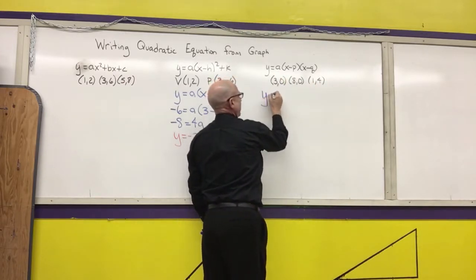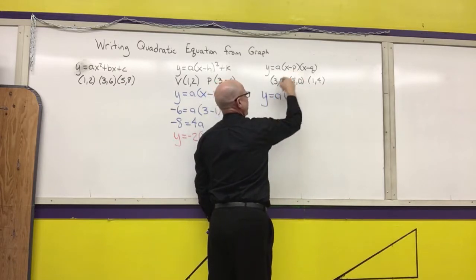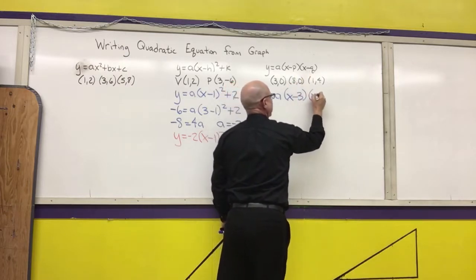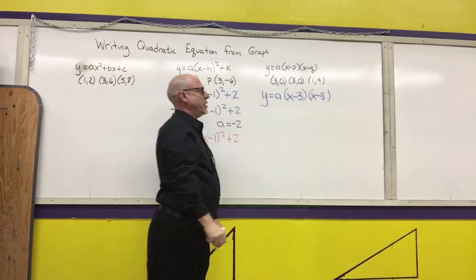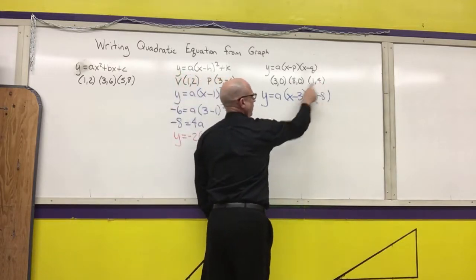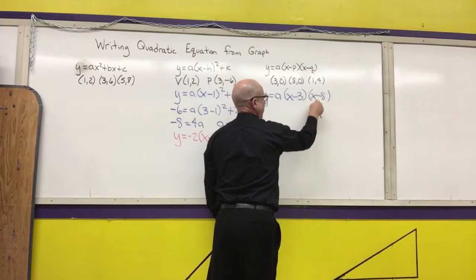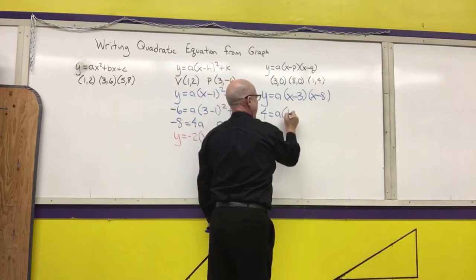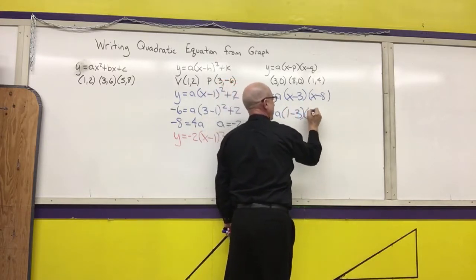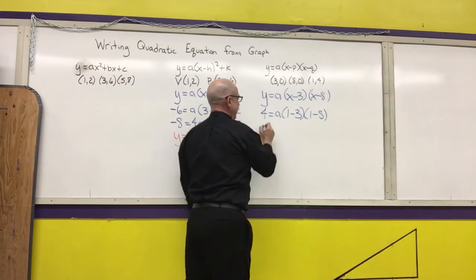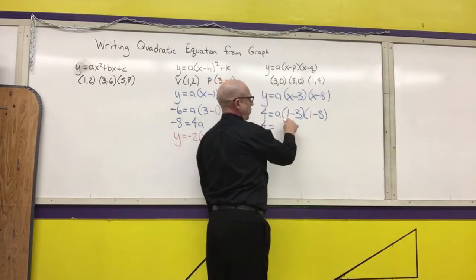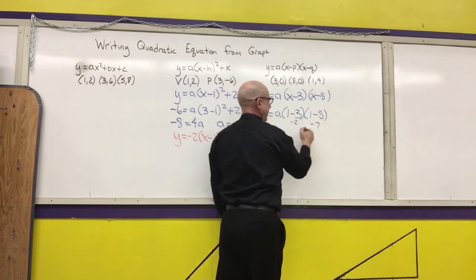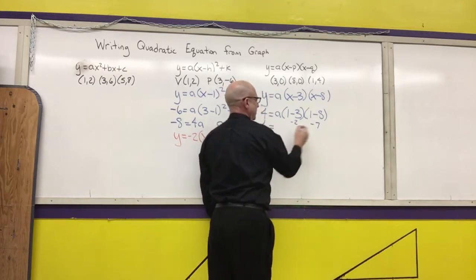So I get y equals a times x minus 3 times x minus 8. It's my generic equation. Now I want to substitute a 4 in for y and a 1 in for each of these x's. So I put a 4 in for y, and then I get 1 minus 3 times 1 minus 8. So I get 4 is equal to a times 1 minus 3, which is -2, times 1 minus 8, which is -7. -2 times -7 is +14.